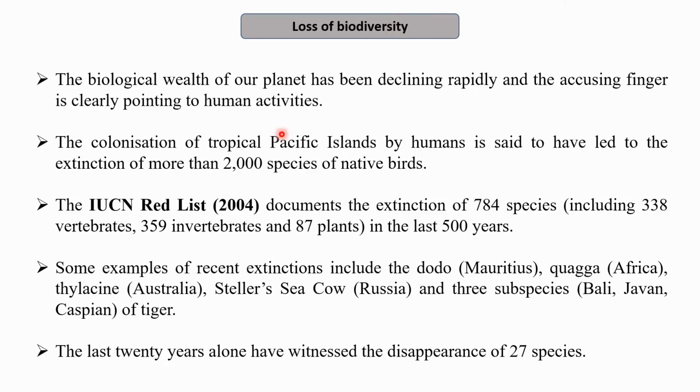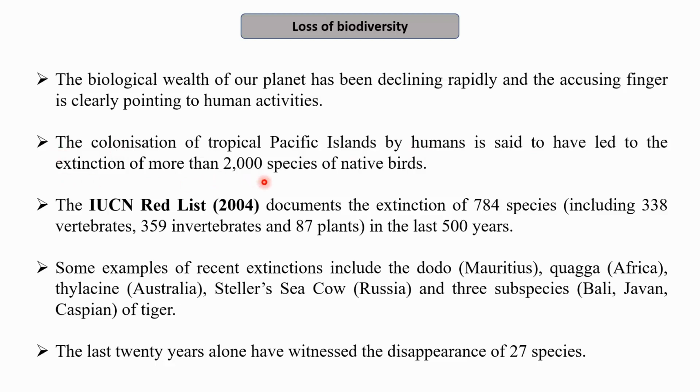So the next question is, at how much speed are we losing this biodiversity? The biological wealth of our planet has been declining rapidly, and the accusing finger is clearly pointing to human activity. Obviously, humans are one of the major culprits, and the activities of humans have led to the decline in the biological wealth of our planet. The colonization of the tropical Pacific islands by humans is said to have led to the extinction of more than 2,000 species of native birds.